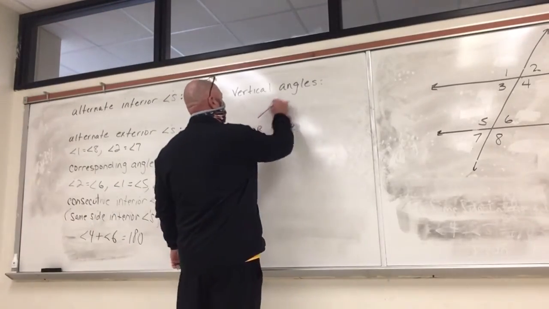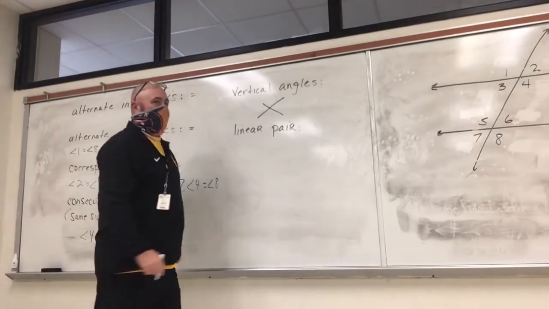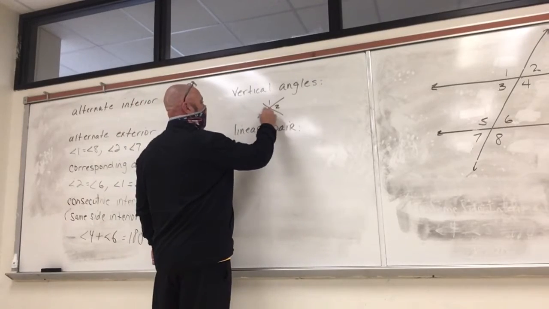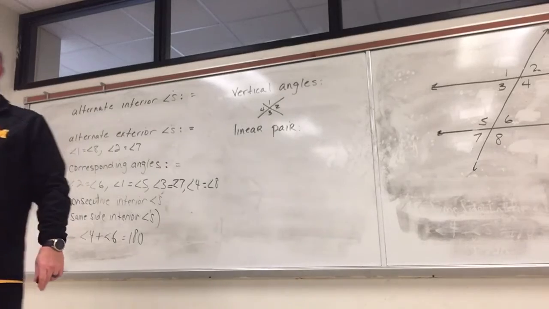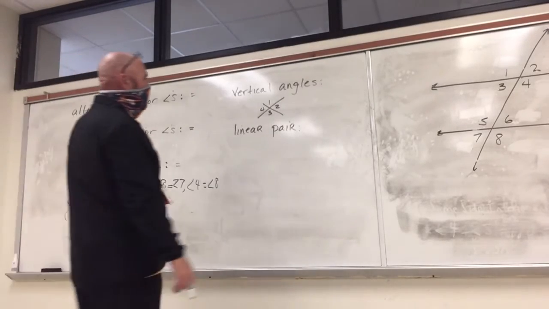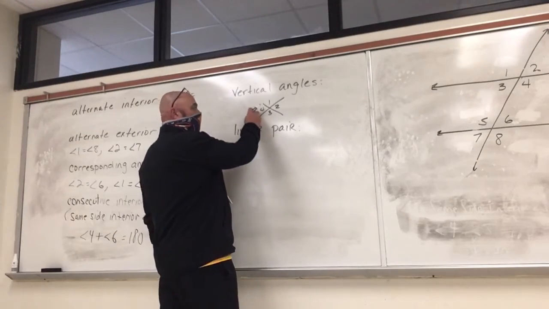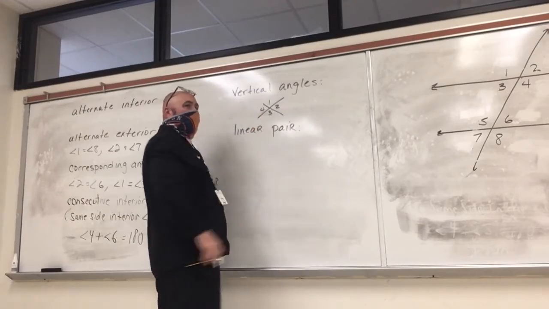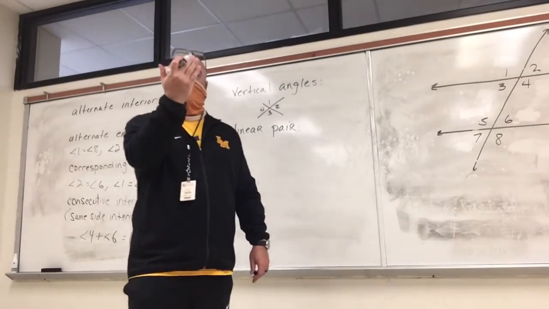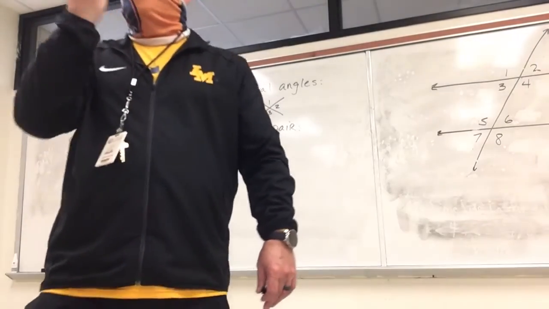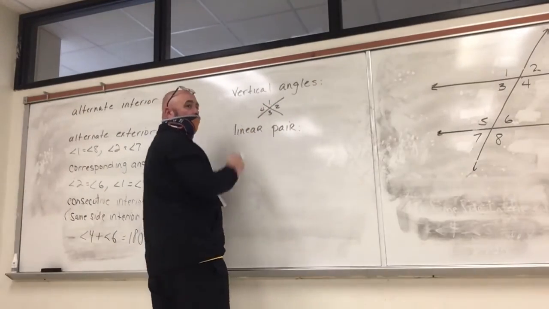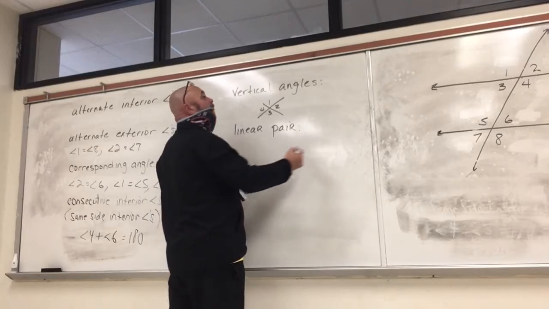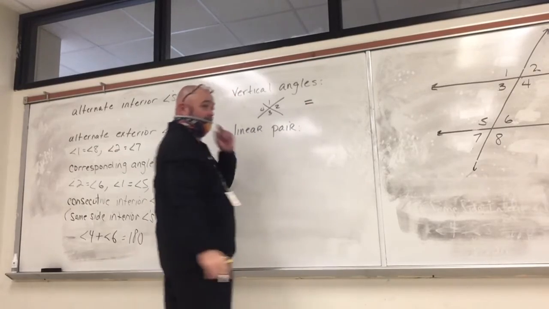So I'm going to draw 2 lines here, and I'm going to put numbers right here. What 2 angles are vertical? Give me a pair of vertical angles here. 4 and what? 2. Why are they vertical? They mirror each other. They look at each other. So 1 and 3 are vertical, 2 and 4 are vertical. And vertical angles are equal to each other.